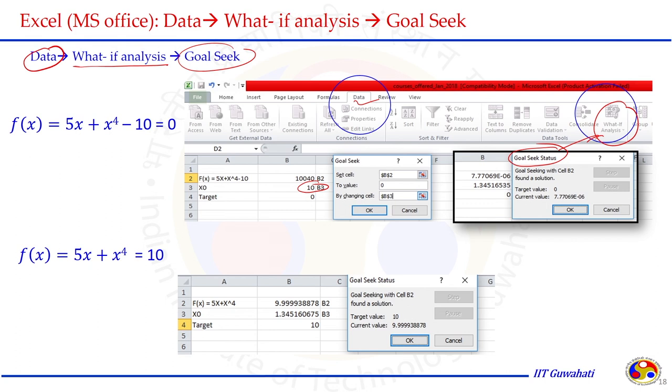The advantage of using the Excel sheet is that you don't need to have the f(x) arranged in the manner f(x) is equal to 0. You can solve any equation where the equation will change and the target value will change. So your target value becomes 10. Now the same procedure can be implemented. Go to Data, What-If Analysis, Goal Seek, set the set cell, target value, and changing cell, and you will get the solution for your equation.